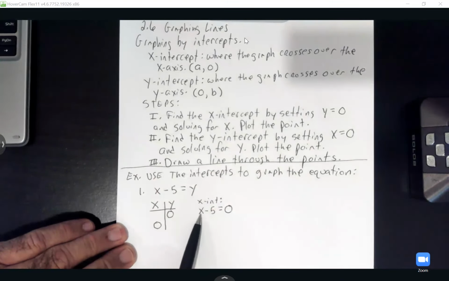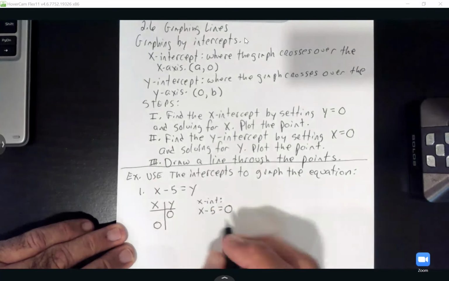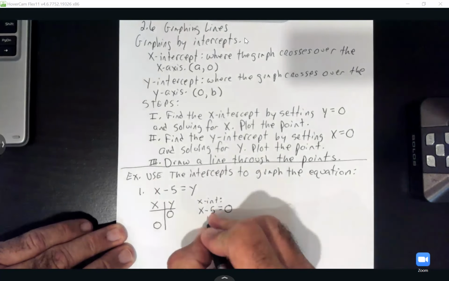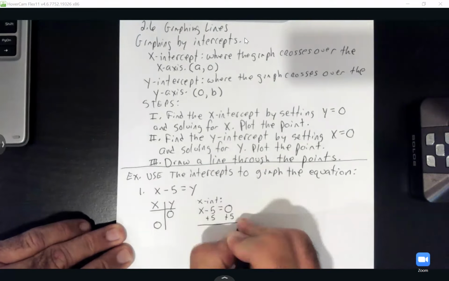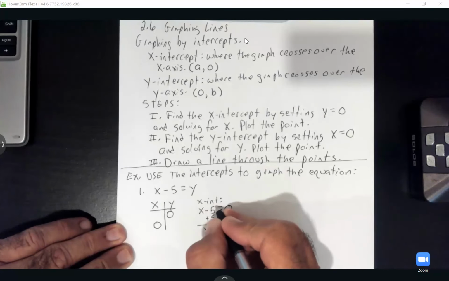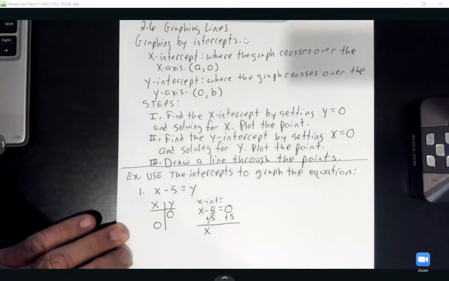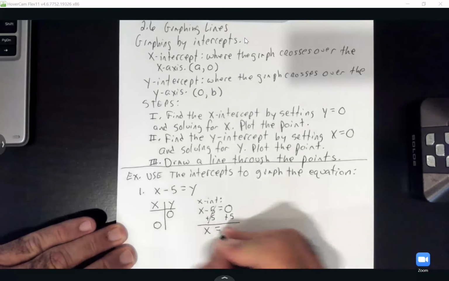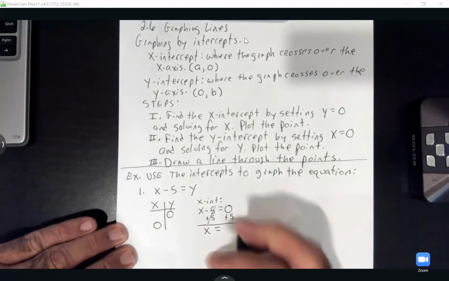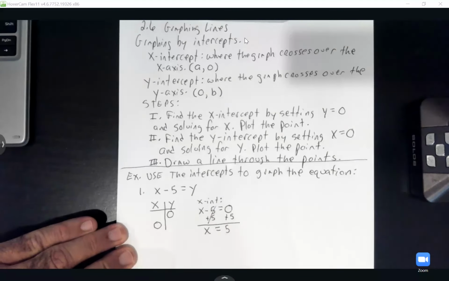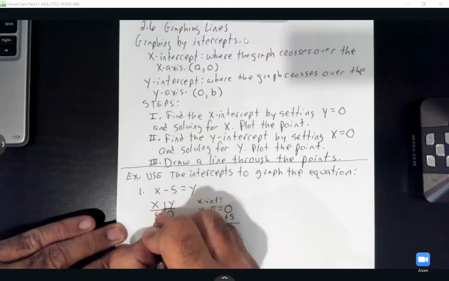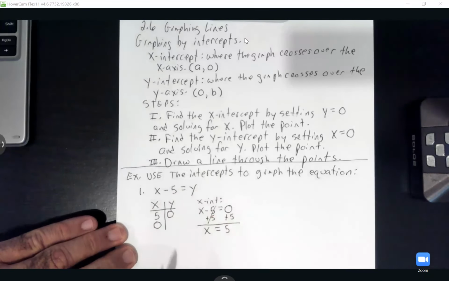Now solve this for the x. So if I want this x on the left side by itself, I got to move the -5 by adding 5. All right, y'all. So I bring down my x, 5 and -5 cancel. And that's going to equal what I got on the right side. 0 plus 5 is a 5. So my first point will be 5, 0.